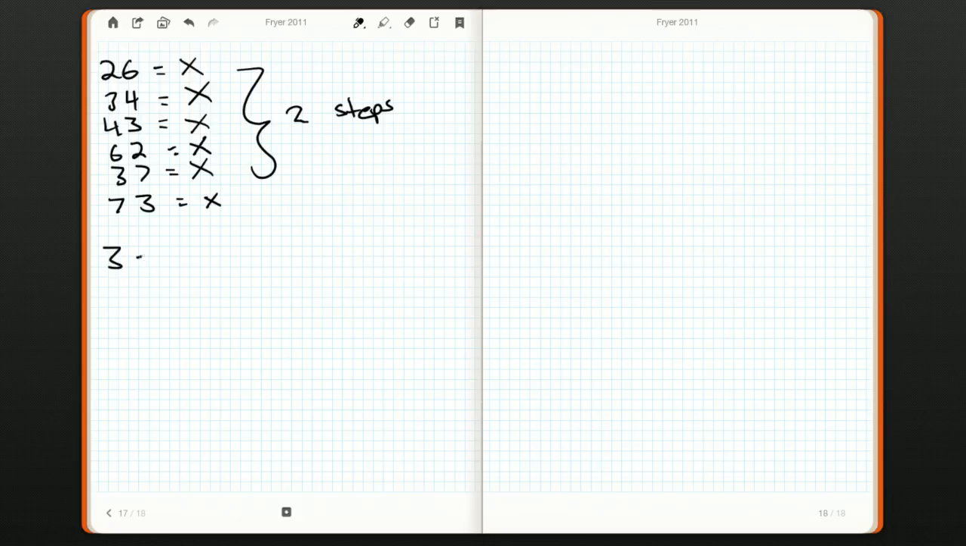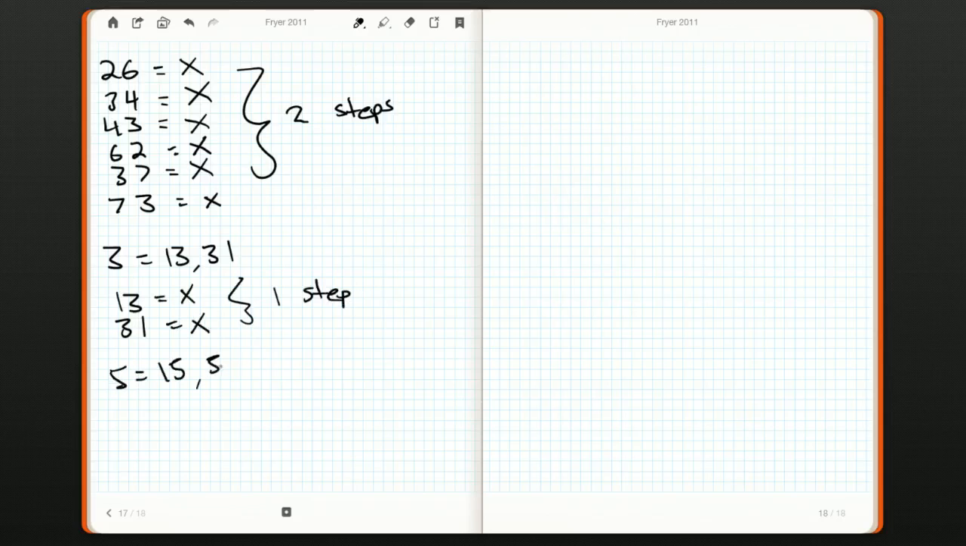All right, 3. That's 1 times 3 or 3 times 1. Both of those are prime, so they're not going to work. Four is done. How about 5? 1 times 5 and 5 times 1. Well, 15 can be 3 times 5, or 5 times 3. And 51 is 3 times 17, so that's a no. So these guys here, 15 and 51, they stop after 1 step.